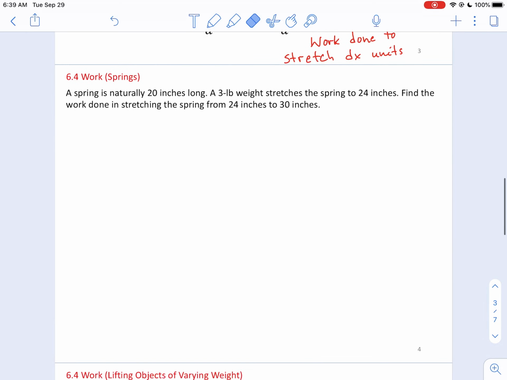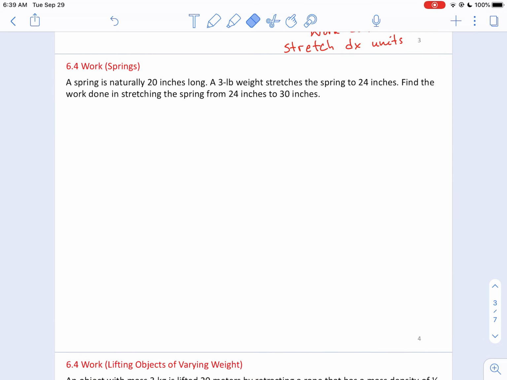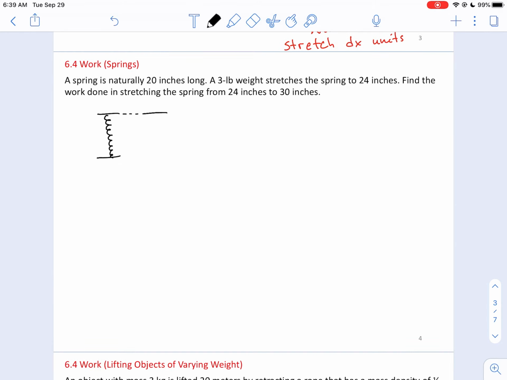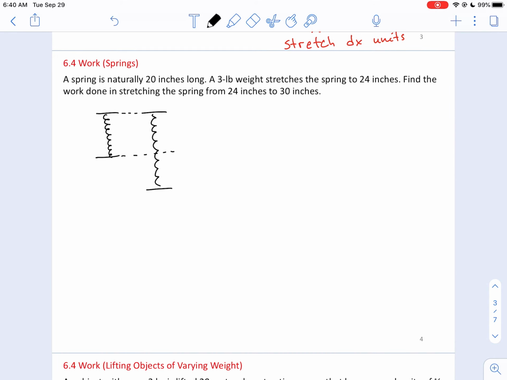A spring is naturally 20 inches long. A 3-pound weight stretches the spring to 24 inches. Find the work done in stretching the spring from 24 to 30 inches. All right, so a spring is naturally 20 inches long. It's always good to draw a little diagram here. And then I'm going to draw the after image, after it gets stretched a little bit. Initially it's 20 inches long, and then a 3-pound weight will stretch the spring 4 inches.